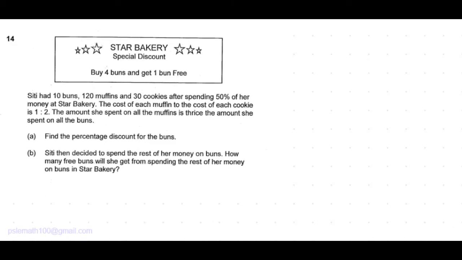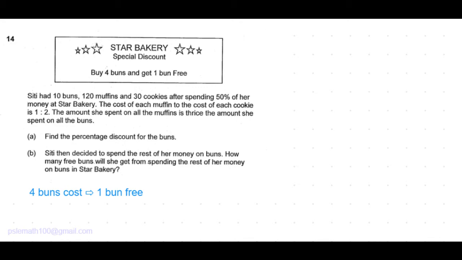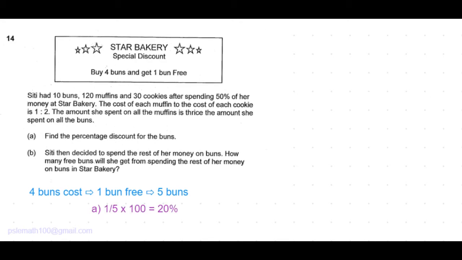So the first part is a very easy one. For every 4 buns that she pays, she gets 1 bun free, which means she gets 5 buns for the cost of 4 buns. 1 bun out of every 5 buns is free, so the discount is 1 over 5 times 100, that is 20%. So that answers the first part of the question.